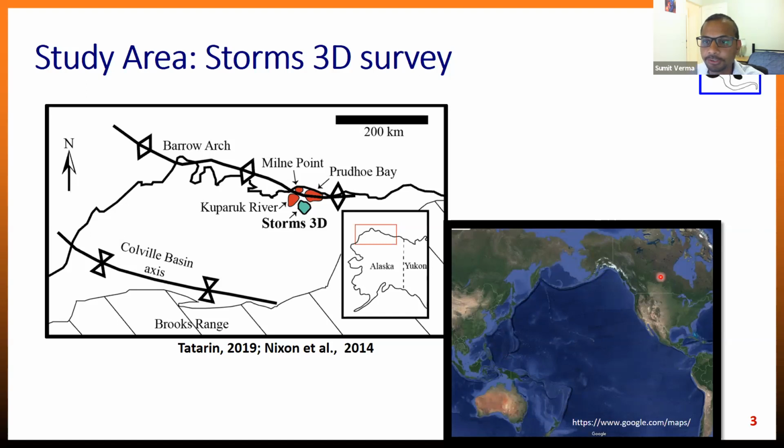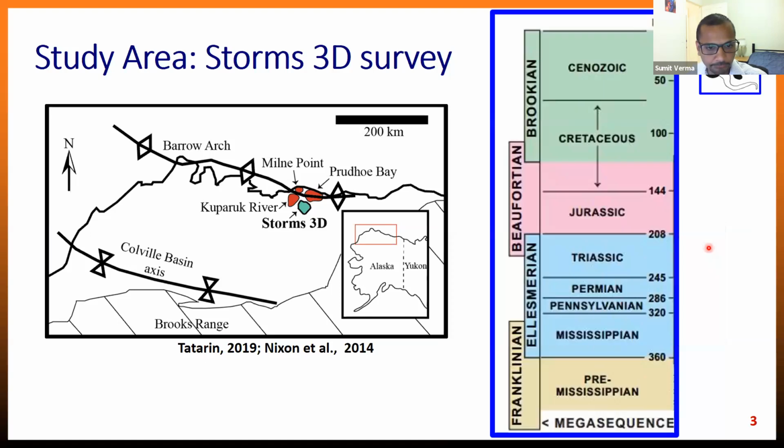Okay, so further on, there are different megasequences here: the Franklinian, Ellesmerian, Beaufortian, and Brookian.